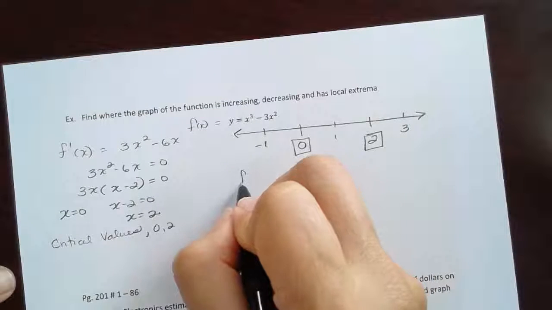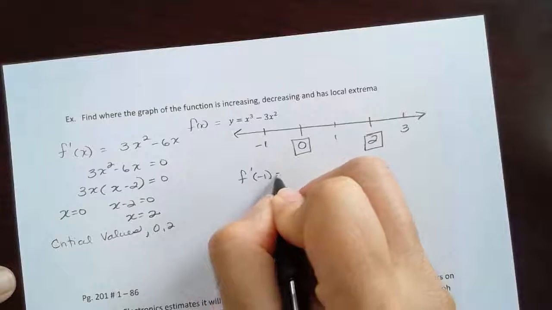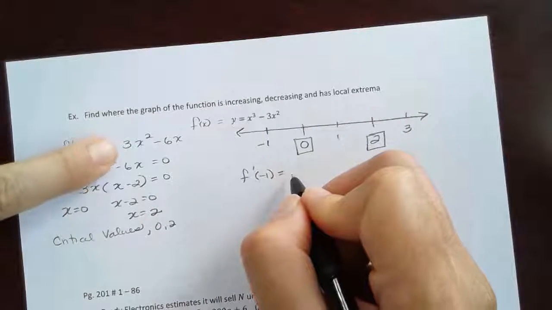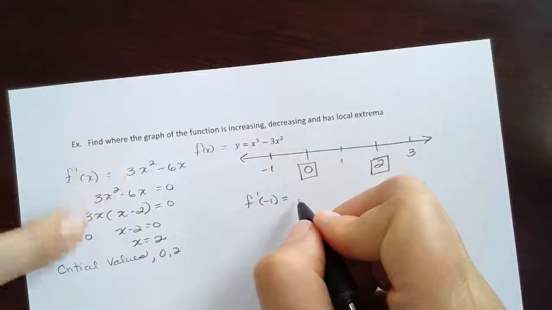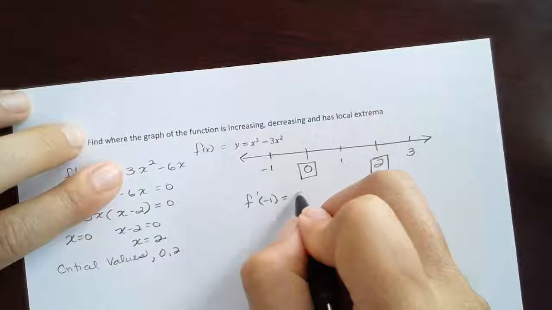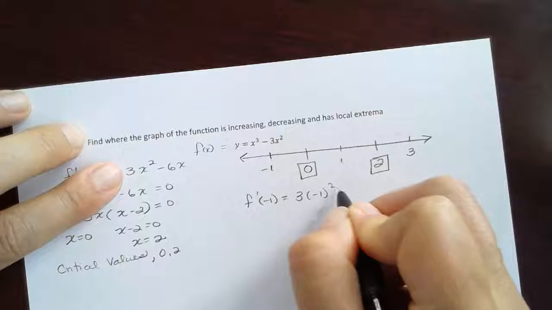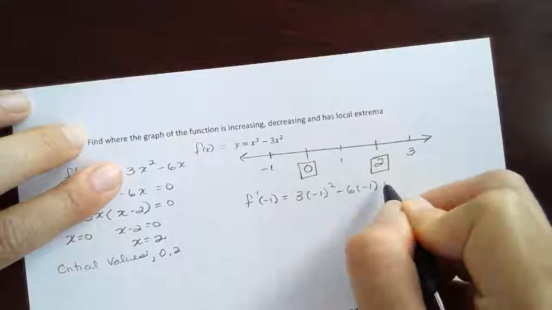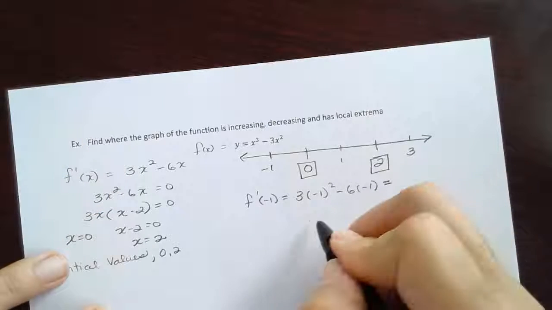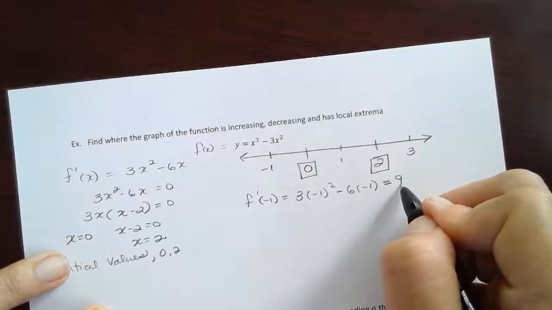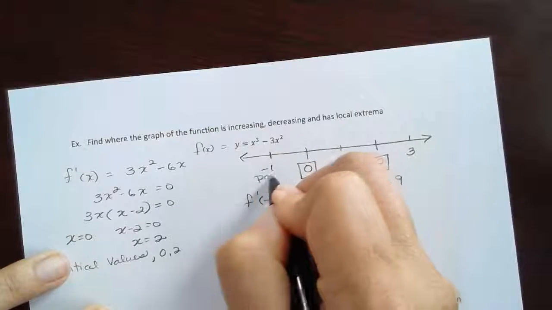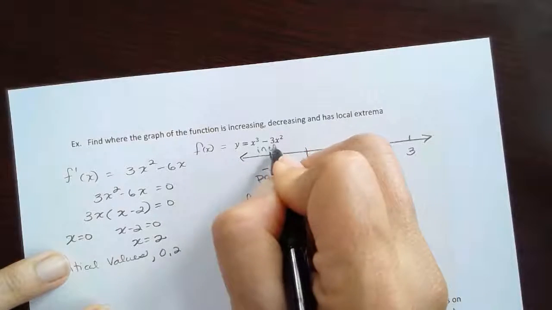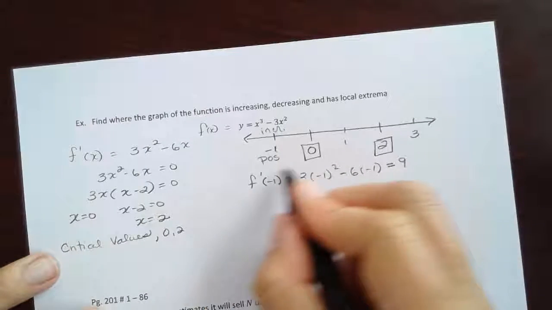So we'll do f prime of -1, using this 3x squared minus 6x, or you could use factored form, either way. 3 times -1 squared minus 6 times -1, and that's going to be 3 plus 6 is 9, so that's positive. So we're increasing here on this interval from -infinity to 0.